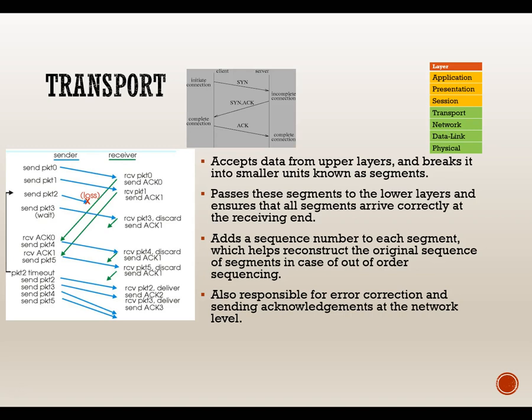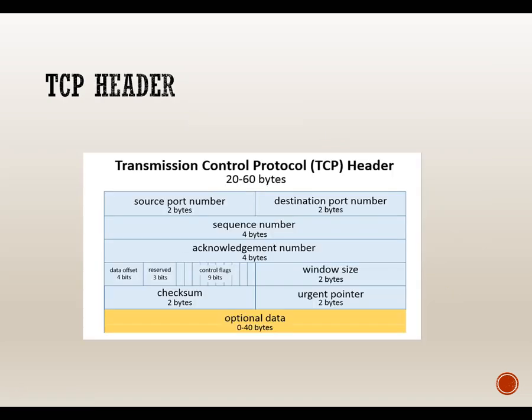Sequence number to each segment, we looked at that in Wireshark. Relatively large numbers, not the 0, 1, 2, 3, 4 like you see in the little example illustration on the left there. Much larger numbers that we use with that. Responsible for error correction and sending acknowledgments at the network level. So we're going to acknowledge receipt of the data and ask for resends if there's a problem with it. All of these things are going to have a CRC, some sort of cyclical redundancy check, that's going to test to see if there has been a damaged packet as it goes from one point to the other.